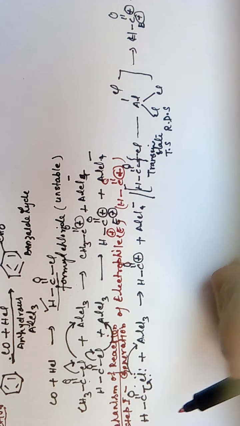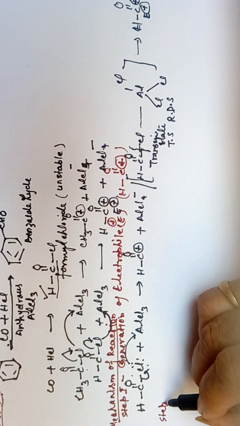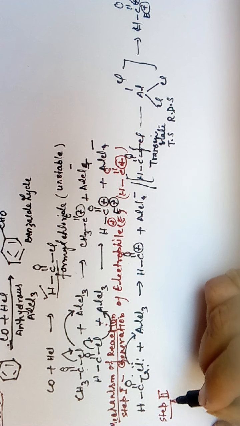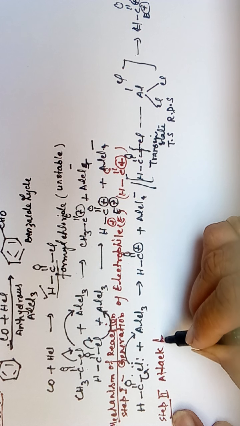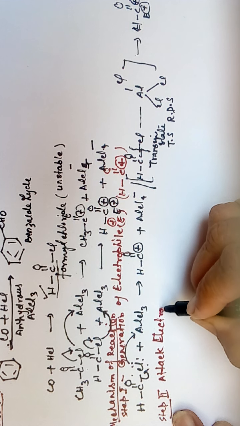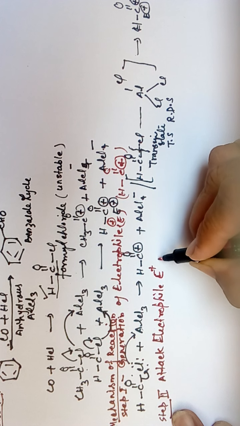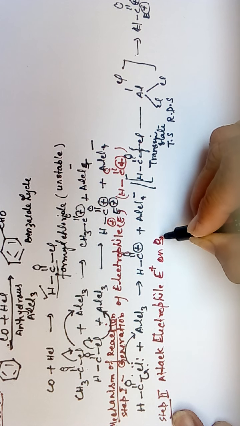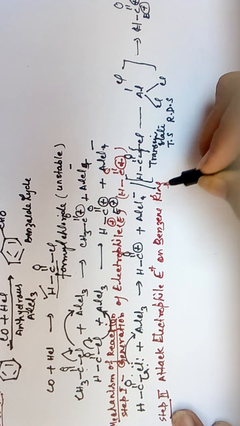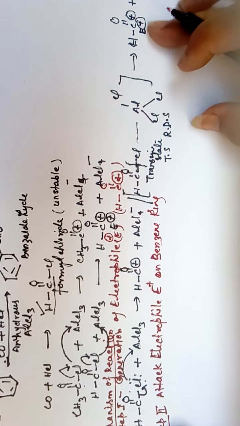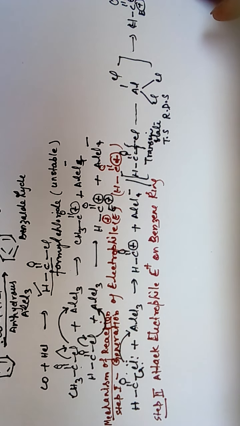Now the second step: attack of the electrophile, E positive, on the benzene ring. This is the electrophile and it attacks the benzene ring. Now let's see what happens.